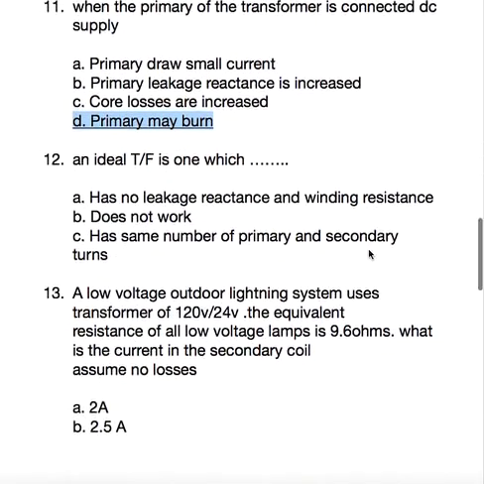Okay. An ideal transformer is the one which dash. This ideal transformer is used for study purposes. It is similar to the practical transformer, the difference being that in an ideal transformer we are not considering any losses, but in a practical transformer we are considering these losses. So it does not have any leakage reactance and winding resistance. It doesn't mean we are not using the ideal transformer; only for study purposes we are using the ideal transformer.